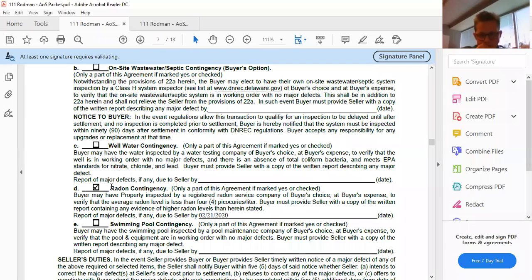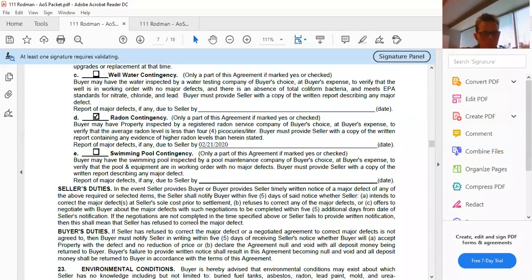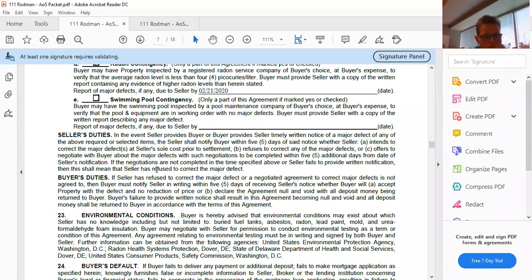The other ones are generally, if there's a septic on a property down south, there's probably well water. Radon is if there's a basement in a property, and then swimming pools. Or if a property is on a slab that has a crawl space, I think 3 or 4 feet high. And then this just talks about the seller's duties and the buyer's duties again.